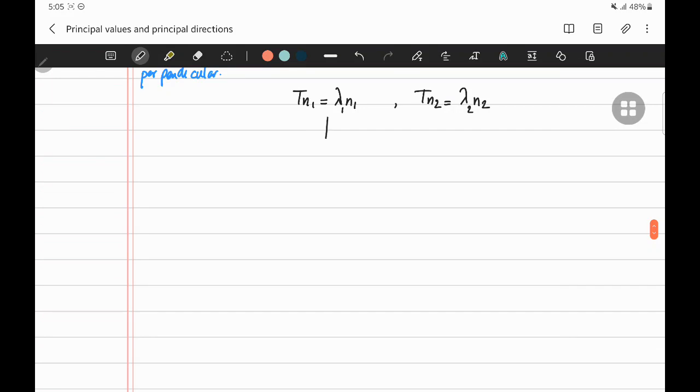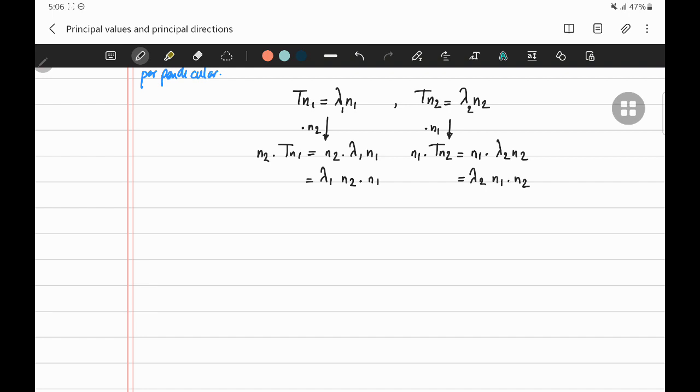If we take this one and dot product it with n2, we have n2 dot T n1, which is equal to n2 dot lambda 1 n1. You can take lambda 1 out because it's a scalar value. It becomes lambda 1 n2 dot n1. If we do the same here, we multiply both sides of the equality with n1 dot, so we have n1 dot T n2 equal to n1 dot lambda 2 n2. This is a scalar, you can take it out, so this is lambda 2 n1 dot n2. So we have these two equations here.